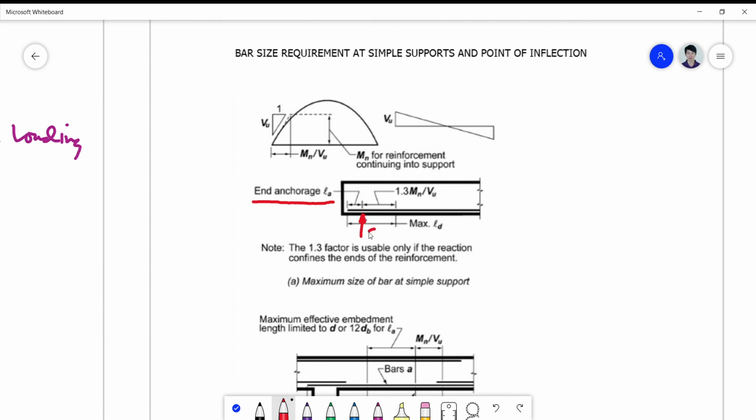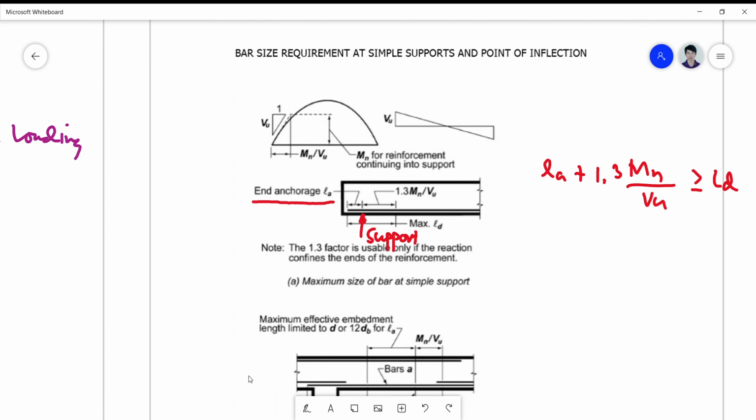So what is this length from the, what's this? This is the support. Okay, so if the support up to there is given, you have to check by adding this and this. So La plus 1.3 Mn over Vu must be greater than or equal to Ld. Okay, so this is your Ld here, and this is for simple support.